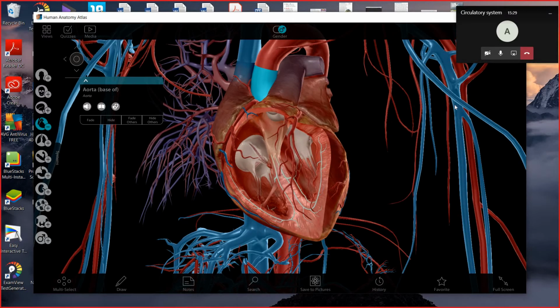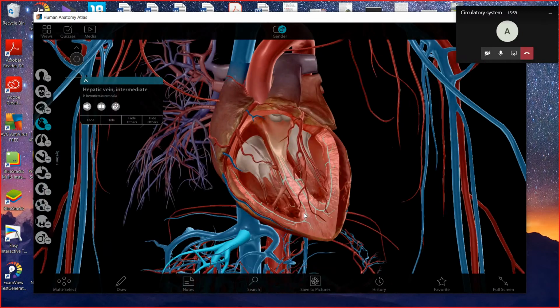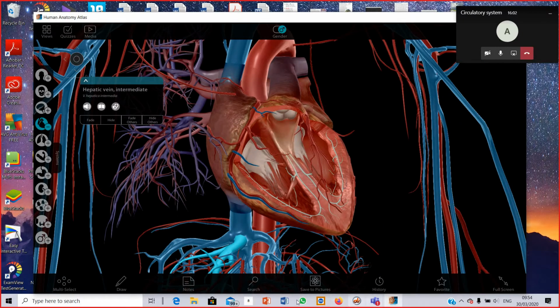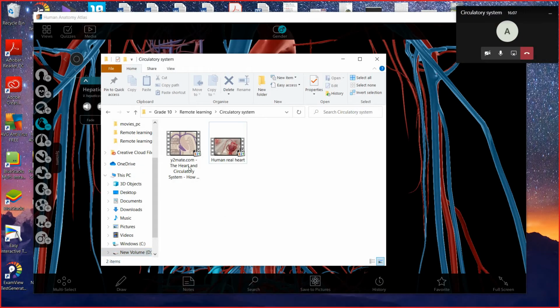The blue ones, like this and this and so on, mean that the blood that moves inside them is poor in oxygen, or it doesn't have much oxygen, and it has more and more carbon dioxide. So here we have two types of blood vessels. Now we can see them in the video.